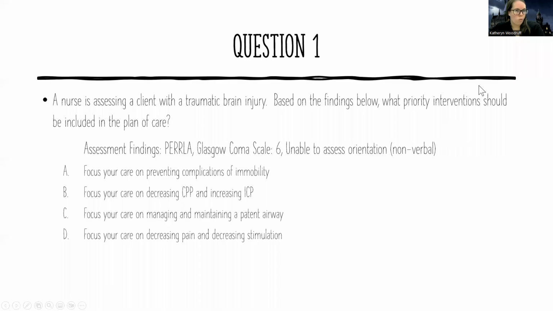All right. So first question. A nurse is assessing a client with a traumatic brain injury. Based on the findings below, what priority intervention should be included in the plan of care? So we first want to look at the client: traumatic brain injury. That could be a variety of things, but they have something going on with their brain. So at least I know they've had some sort of trauma. They could have a lot of stuff going on. I'm gonna stop there. Then, based on the findings below, what priority interventions? This means what's most important. So all these answers could be right.